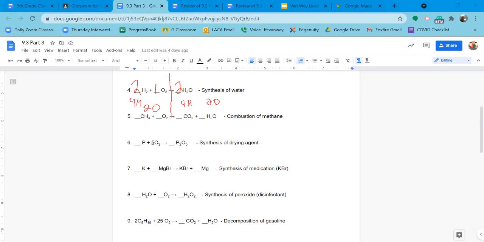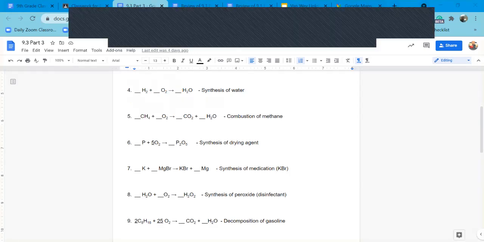I can't have less O2 here. I can't have less oxygen because I'm not allowed to change the subscript. The subscript has to be left alone. And so this is the correct answer for problem 4. 2H2 plus 1 O2 yields 2H2O.